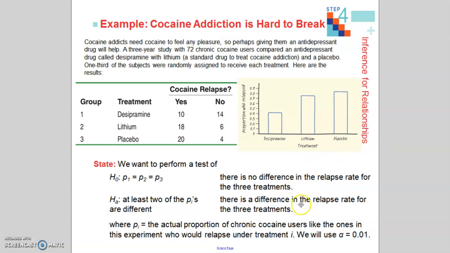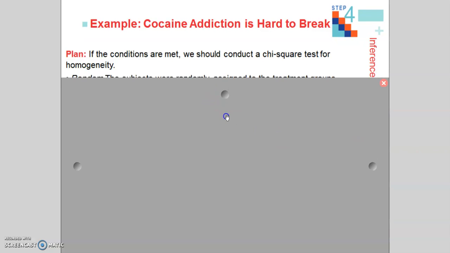Another way you could word the null and alternative is that there is no difference in the relapse rate for the 3 treatments, and the alternative is that there is a difference in the relapse rate for the 3 treatments. Next, the plan. If the conditions are met, we're going to do a chi-squared test for homogeneity. We have to check conditions.